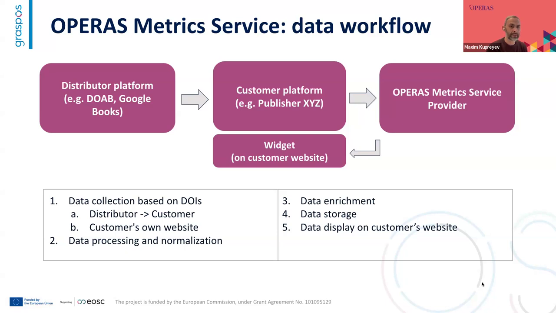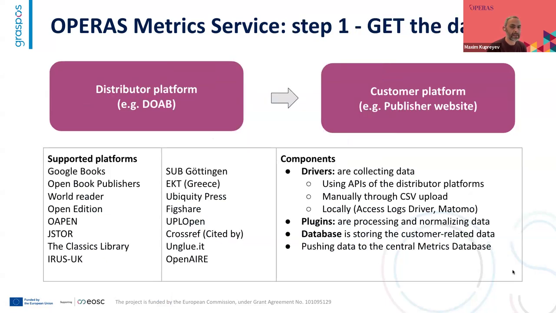And finally, the fourth element in the picture is the JavaScript widget located on the customer website. It gets the publisher-related data from the central database and displays it in a user-friendly way. So this is a kind of overall picture. And having had this overview, let us take a closer look at single steps involved in the process.